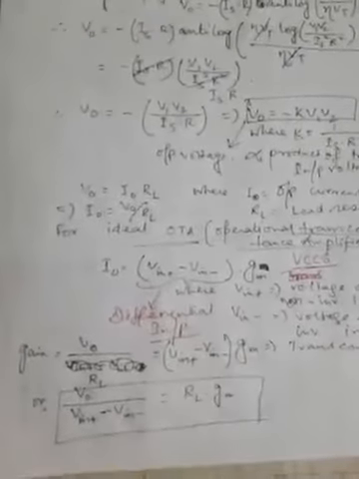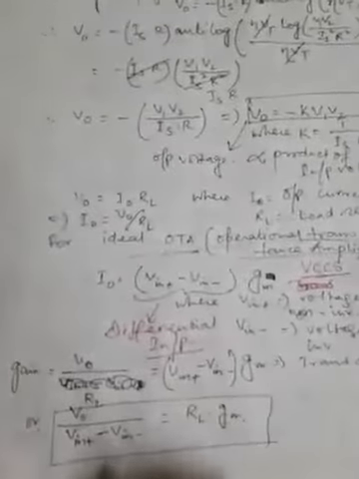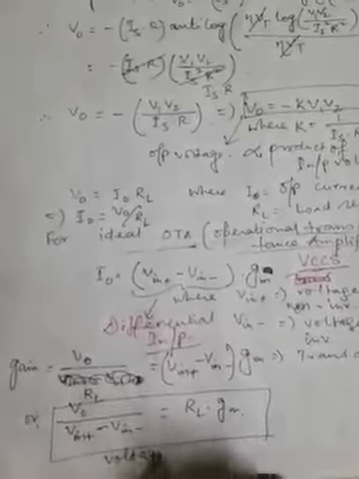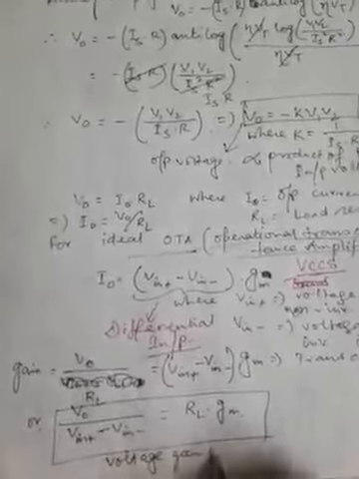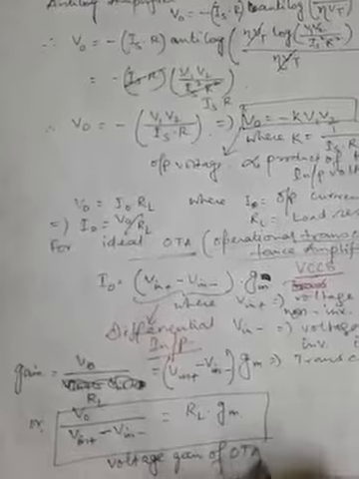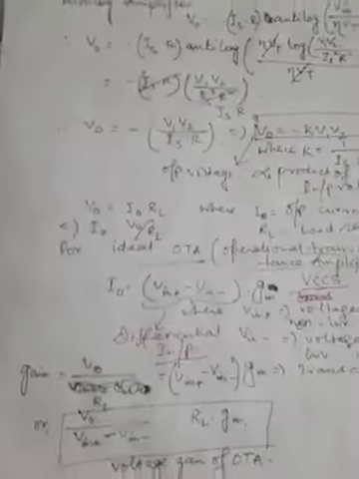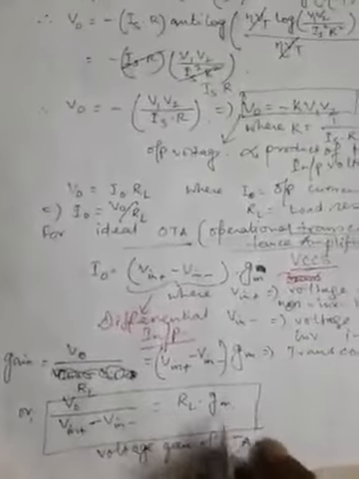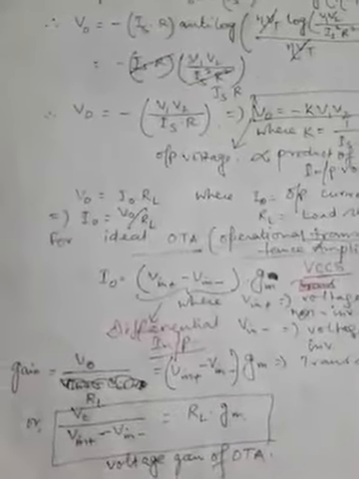So this is all about it. Now this is the voltage gain of the OTA. So the voltage gain has a factor dependent on the transconductance and the load resistance for an OTA, a transconductance amplifier.